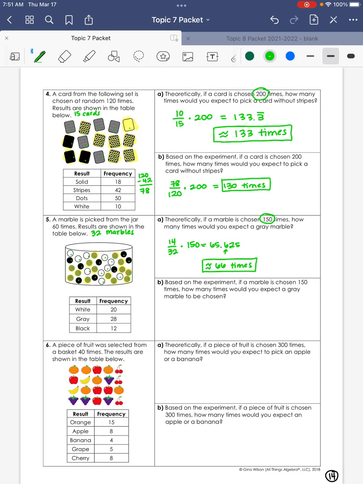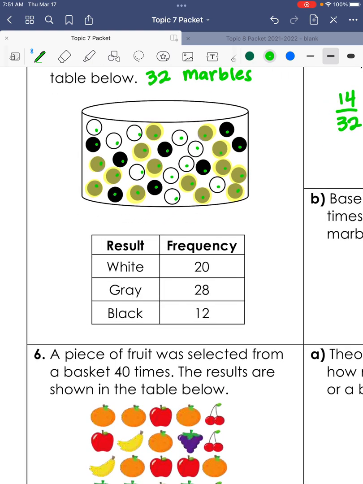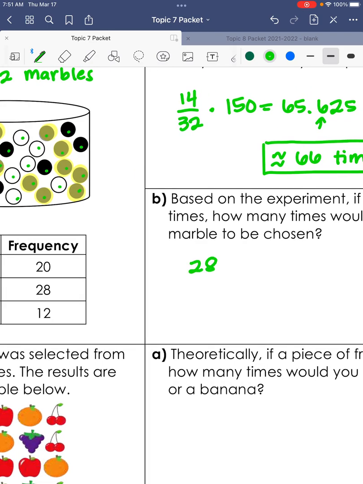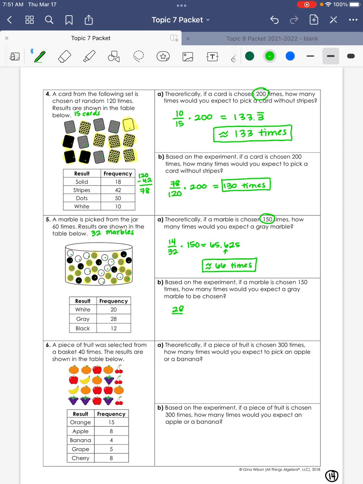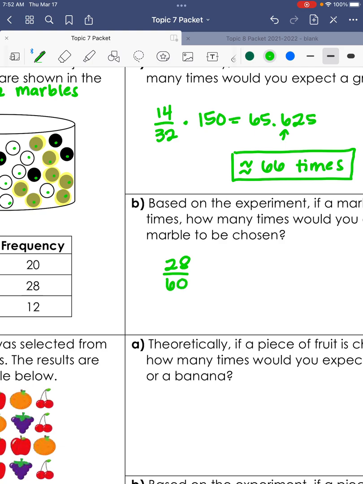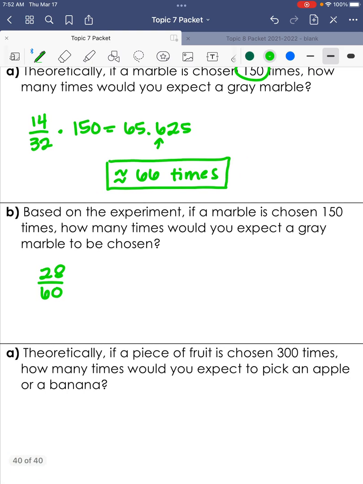Okay, now we want to know based on the experiment. If a marble is chosen 150 times, how many times would we expect a gray marble to be chosen? Well, right here, we see that gray was chosen 28 times. So 28 is my numerator, and my denominator is going to be how many times marbles were picked. It says 60 times. So we have 28 over 60. But if we choose 150 times, we're now going to multiply that times 150.